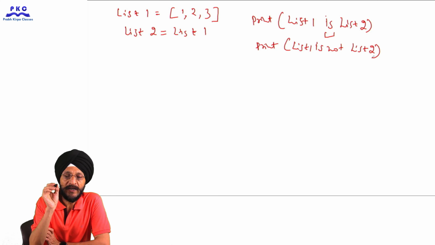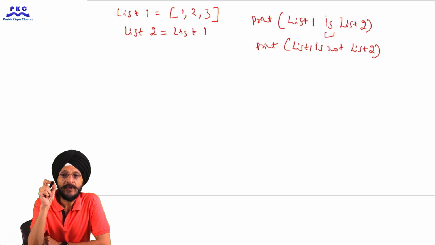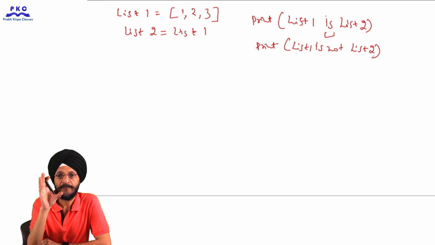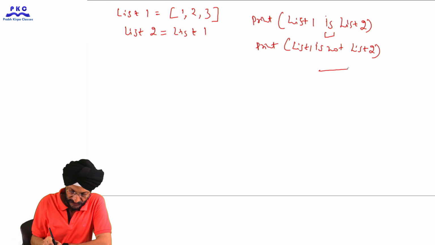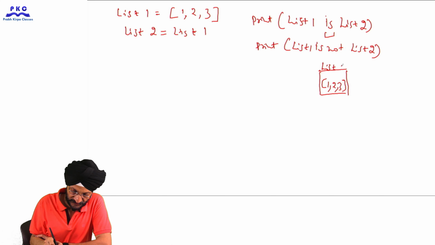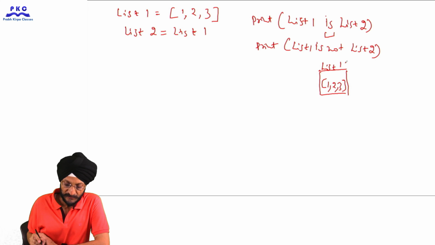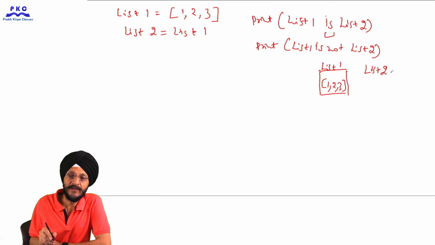So you will find that here, while creating list 2, we have not created a separate list. The list 2 is just referring to the list which has already been created. This is the object which was created, and the reference was list 1. When we wrote list 2, list 2 is referring to the same object in memory.